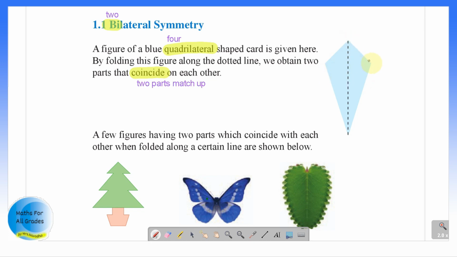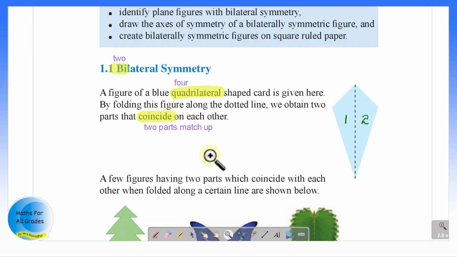Now let's check this image again. By folding along this dotted line, you will get two equal parts. This is 1 and this is 2. So you can see these two parts are equal to each other. Therefore, we can say this image has symmetry. Okay, let's do some activities.